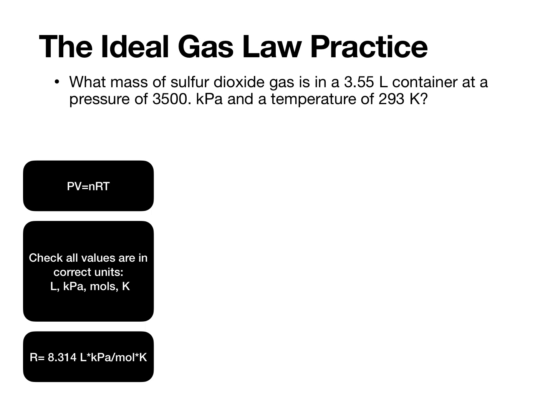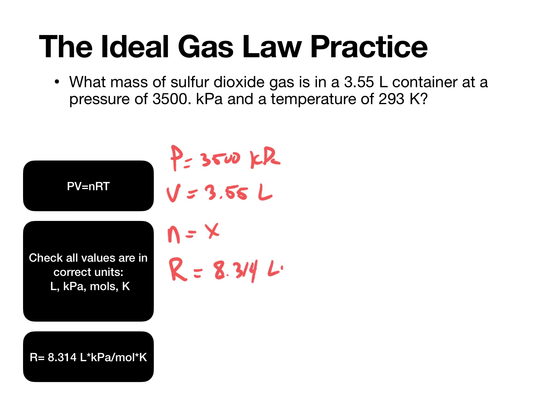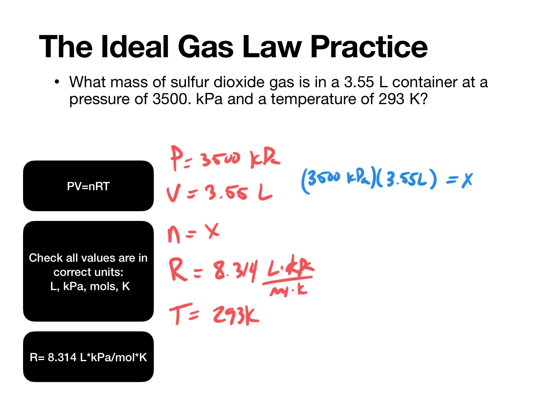So writing down my PV=nRT variables, pressure equals 3,500 kPa, volume equals 3.55 liters. My n is what I'm trying to find. The R constant this time is 8.314 liters times kPa over moles times Kelvin, and my temperature is 293 Kelvin. Now when I set up PV=nRT, I'm going to use 3,500 kPa times 3.55 liters and set that equal to x times 8.314 liters times kPa over moles times Kelvin times 293 Kelvin.